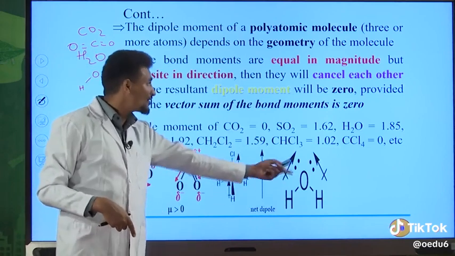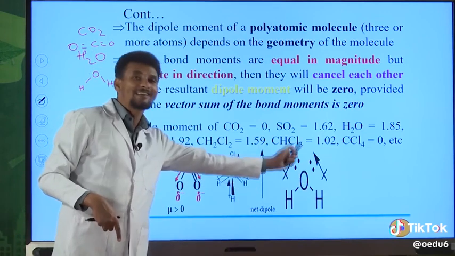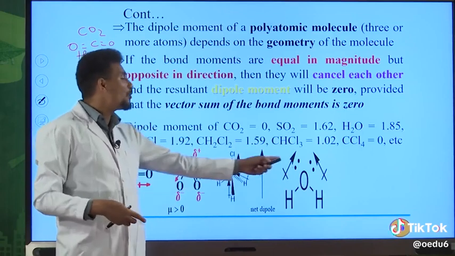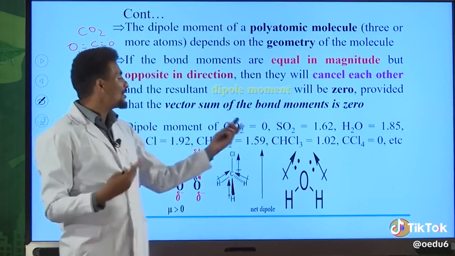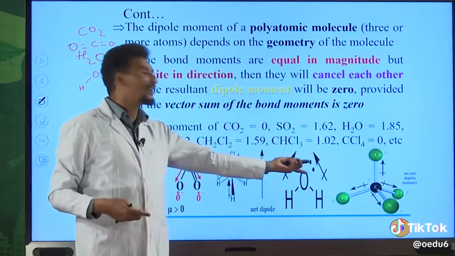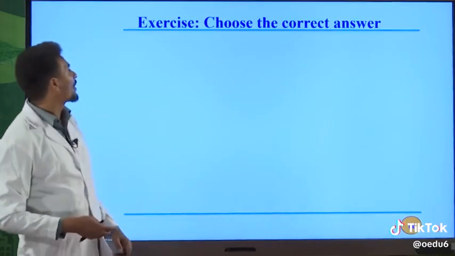Water has a dipole moment of 1.85, so the vector is toward the oxygen atom, and we add them together. After that, the net dipole moment is higher, so it is a polar molecule. This is carbon tetrachloride, which has no net dipole moment, so it is a non-polar molecule.